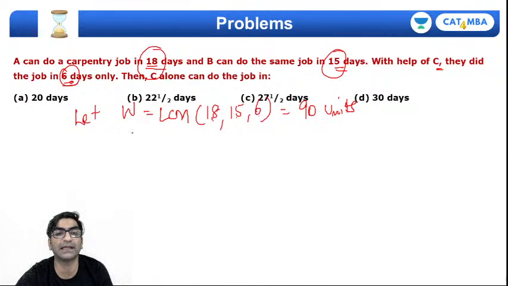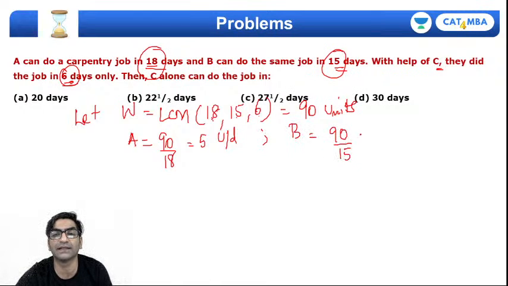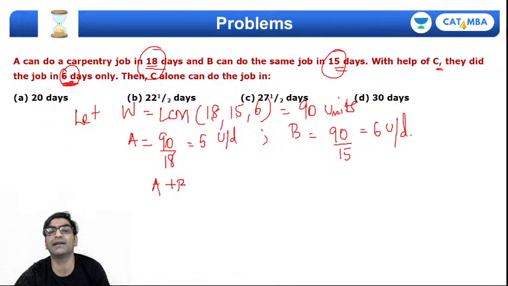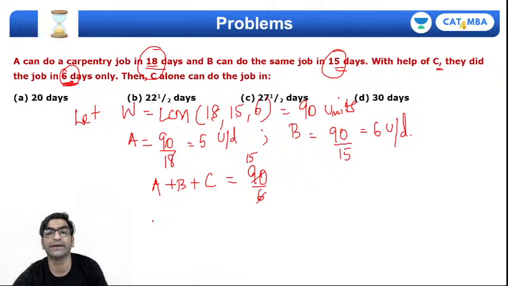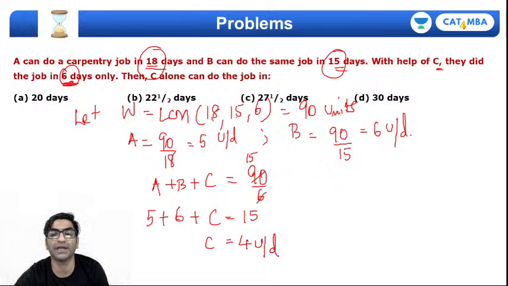This tells me that A's rate will be 90 upon 18, that's 5 units per day. B's rate will be 90 upon 15, that's 6 units per day. And when you use the time taken by C together with A and B, you will get the combined rate of A, B and C. This should be 90 upon 6, that's 15. And if I use the values of A and B, then 5 plus 6 plus C should be equal to 15, which means C should be 4 units per day.